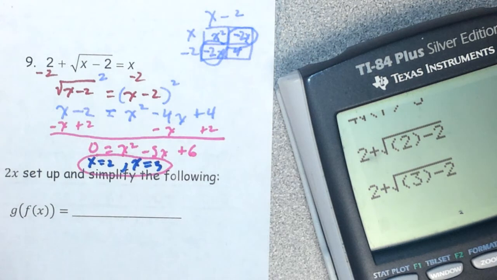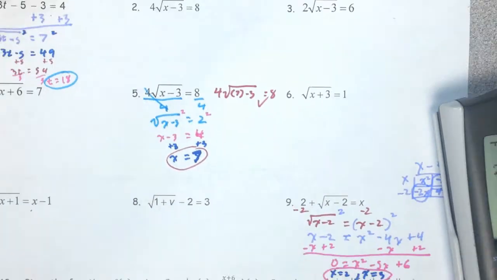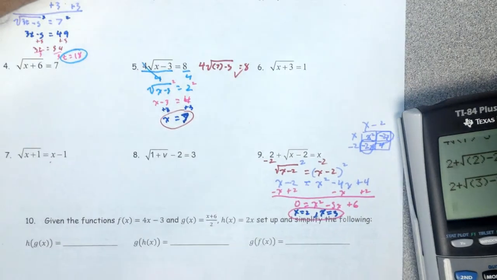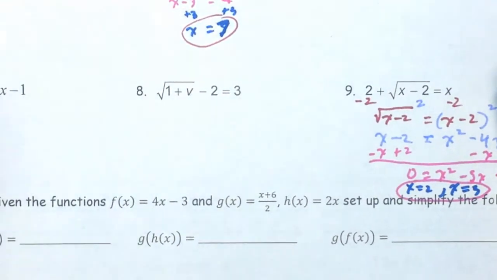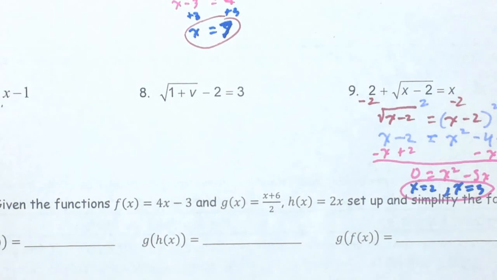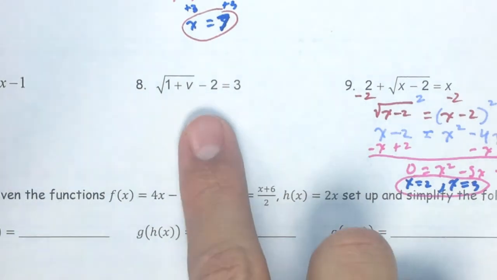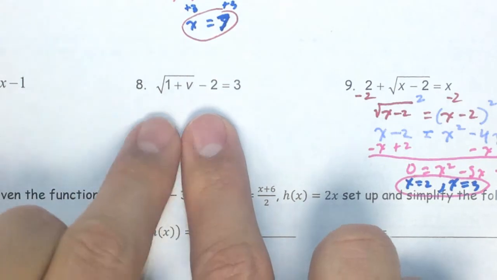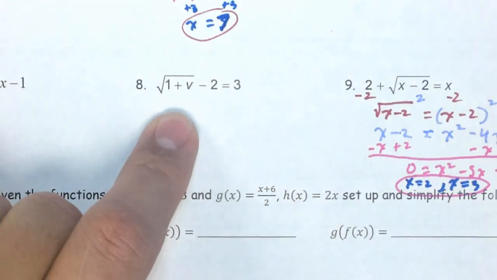Let's see. Now let's do, oh, look at that. We got tic-tac-toe. I win. All right, let's do 8 now. Actually, let's not do 8. Let me pause this.